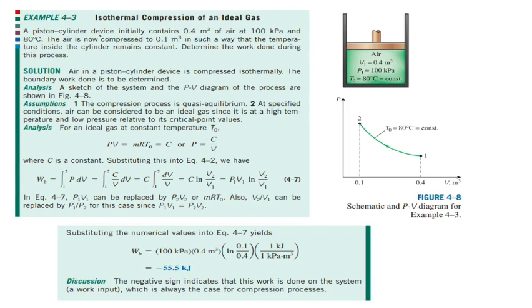Example 4.3, a piston cylinder device initially contains air, this is initial volume 0.4 meter cube, pressure is 100 kPa and initial temperature is 80 degrees Celsius. Okay, the air is now compressed to 0.1, this is V2, in such a way that the temperature inside the cylinder remains constant. This is an isothermal process. Determine the work done. So for an isothermal process, you know that W is equal to P1 V1 log of V2 over V1. So P1 is 100 kPa, V1 is 0.4, log of V2 over V1. So you will get your answer here.